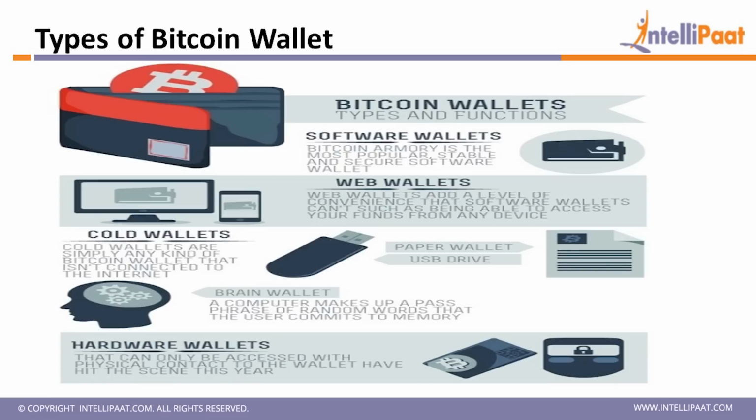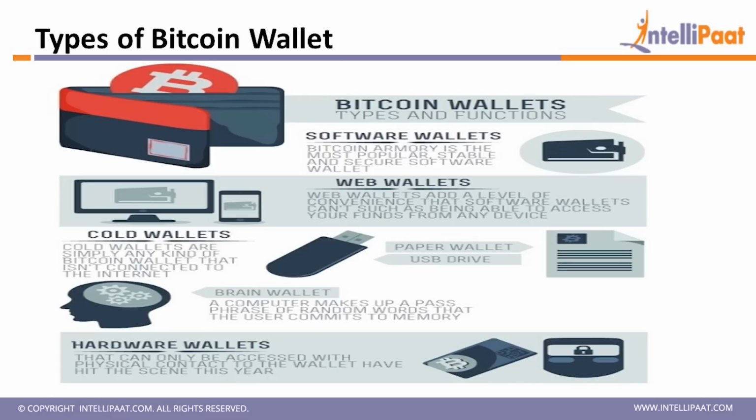There are various kinds of Bitcoin wallets available in the market. There are software wallets, like Bitcoin Armory, which is the most popular, stable and secure software wallet used nowadays. There are web wallets. Web wallets add a level of convenience that software wallets can't, such as being able to access your funds from any device. So using web wallets, you can access your funds anywhere and do transactions inside Bitcoin. Then cold wallets. Cold wallets are simply any kind of Bitcoin wallet that isn't connected to the internet and that can be used to do transactions.